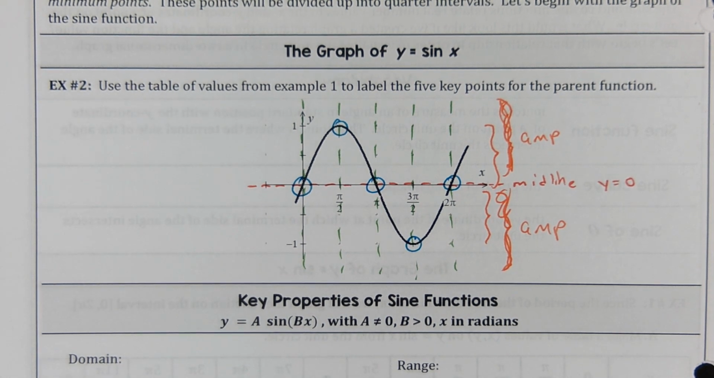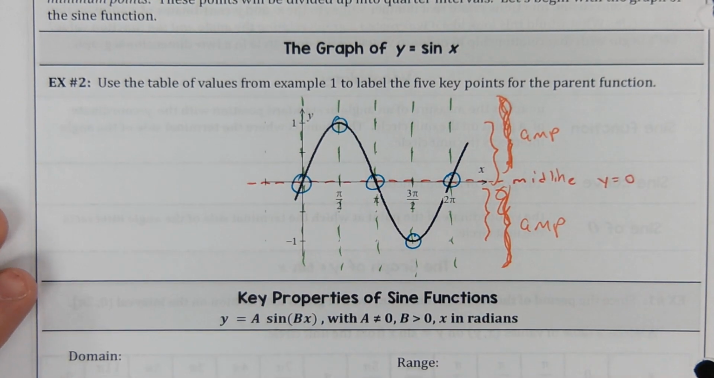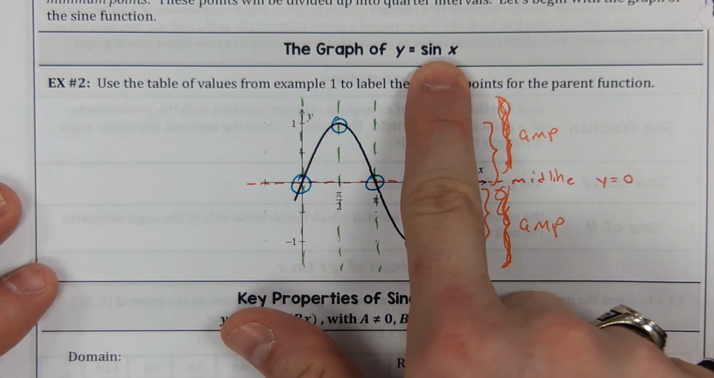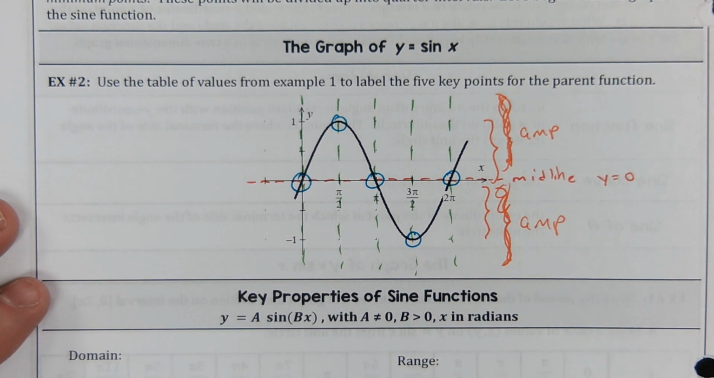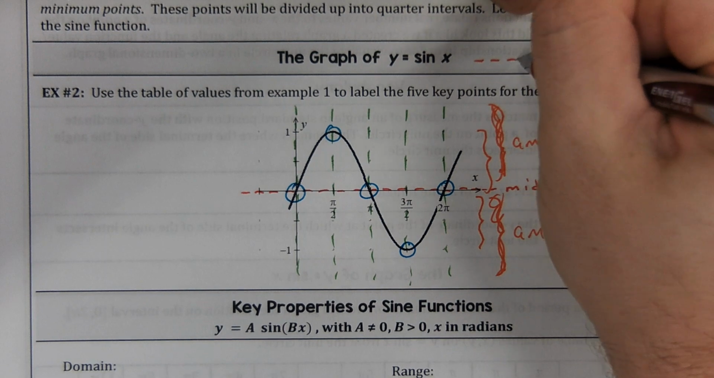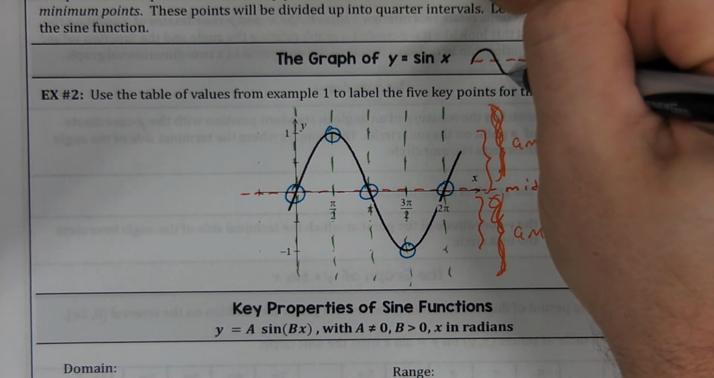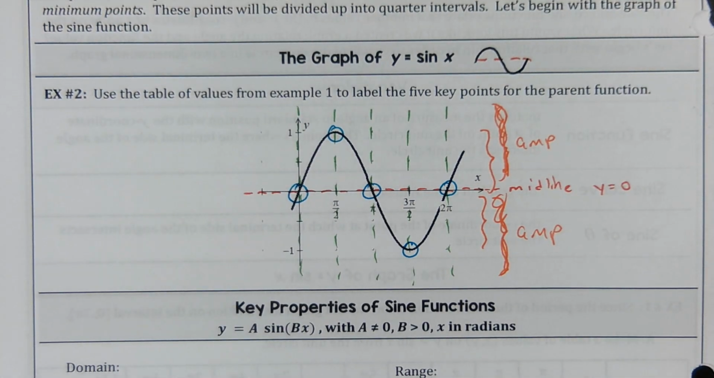Now that we have this parent function, let's talk about how I graph sine. First thing I do is I determine, is it a positive sine wave or a negative sine wave? This is the parent function. It has a positive number in front of it, so I would label this as a positive sine wave. I know that the positive sine wave begins at its midline and goes up first. So negative sine wave would obviously be upside down.